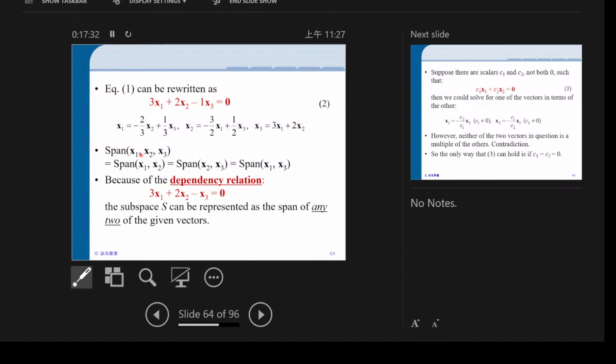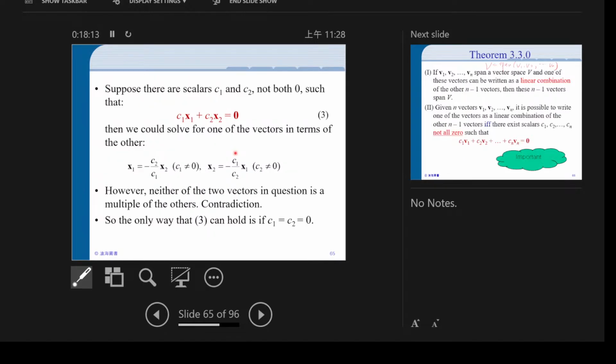And yeah, so we see that this x1, x2, x3 is not a minimal spanning set because we have this dependency relation: 3x1 plus 2x2 minus x3 equals 0. And indeed, from this relationship, we also see that this span can be equal to any two-vector span, because we can also write x1 as a combination of x2 and x3, or x2 as a linear combination of x1 and x3, etc.